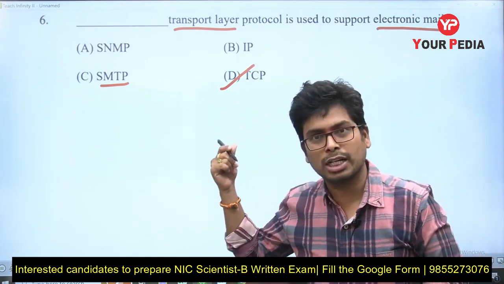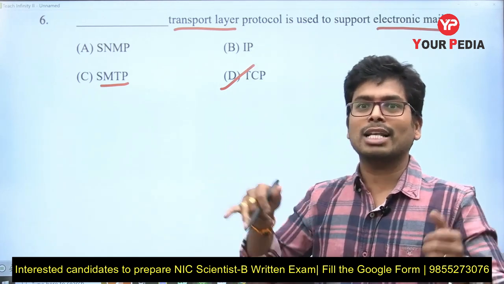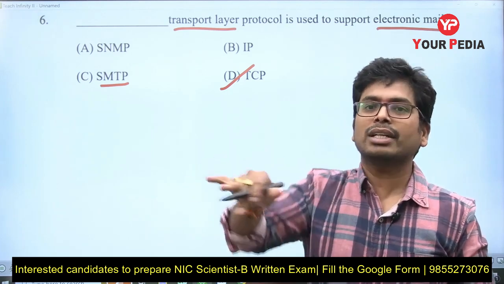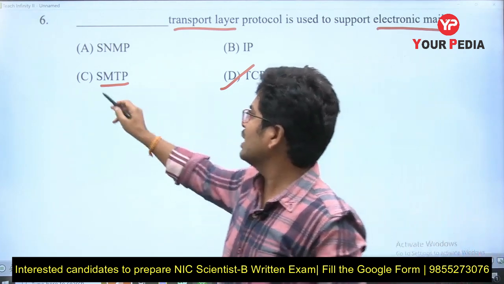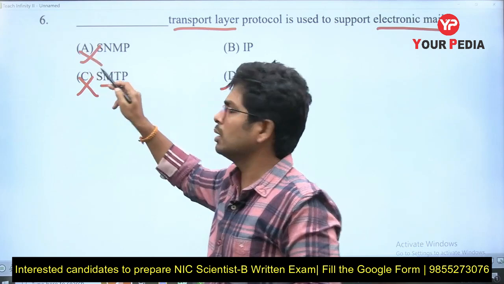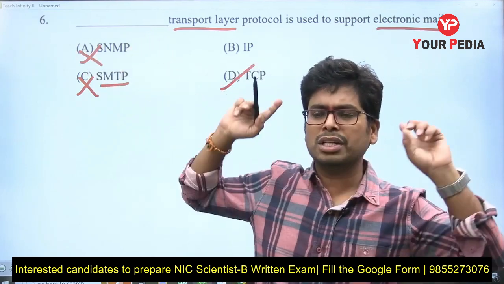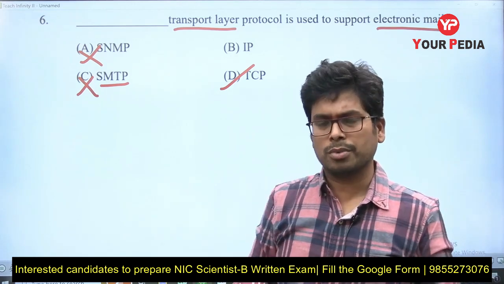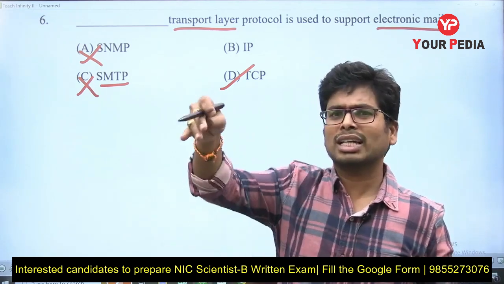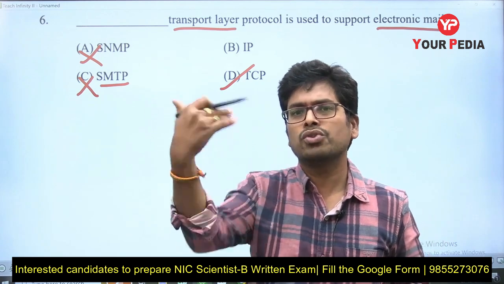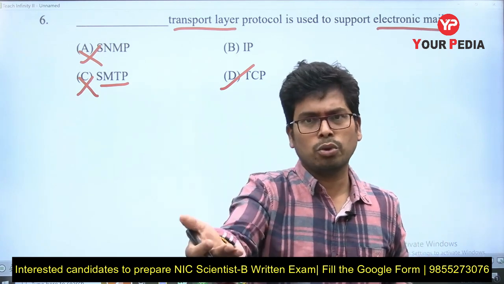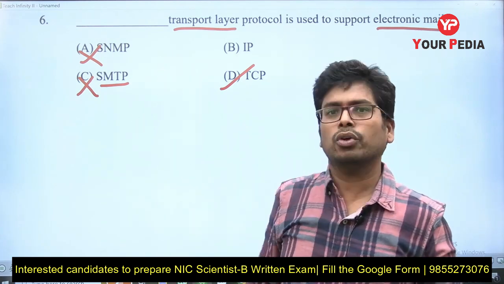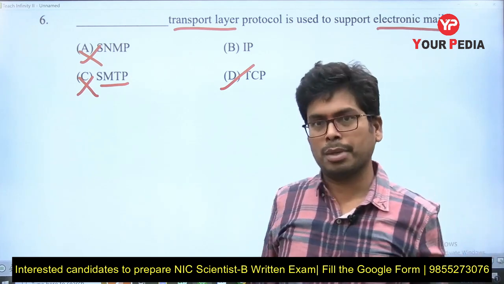TCP, transmission control protocol, will act as a transport office. It will transport the data. Actually SNMP is simple network management protocol. If there is any problem in the network, there may be 100 or 200 systems. If any system gets damaged, the manager no need to go and check over there. With the help of the SNMP protocol, he can find in which system the problem arises.